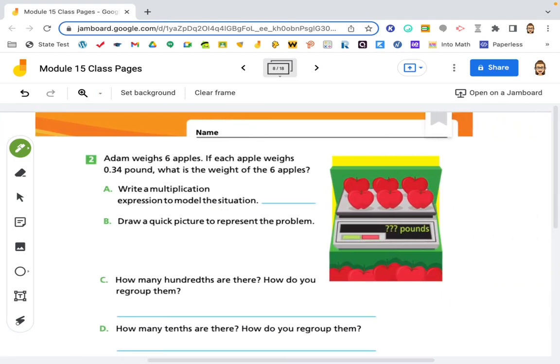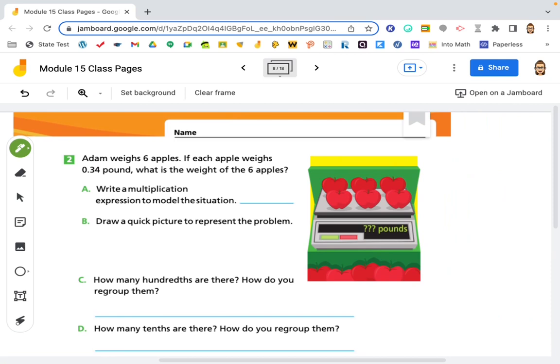Anne weighed 6 apples. If each apple weighs 34 hundredths pounds, what is the weight of 6 apples? First, write a multiplication expression to model the situation. So you have 6 times 34 hundredths. Draw a quick picture to represent the problem. Well, 34 hundredths, we do 1, 2, 3, 1, 2, 3, 4. And so we have 34 hundredths 6 times.